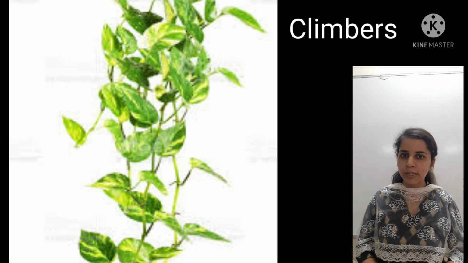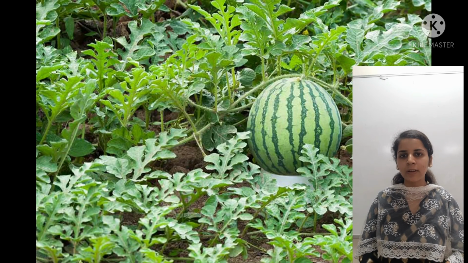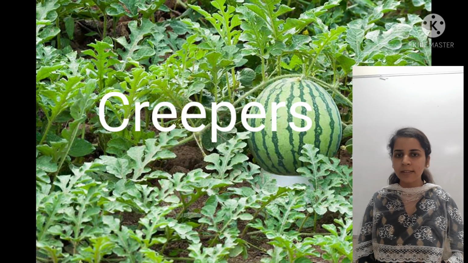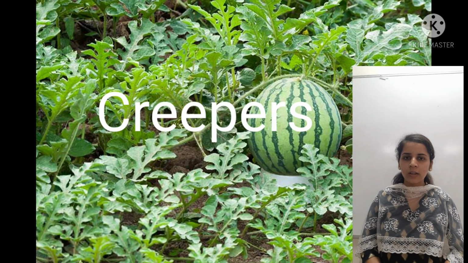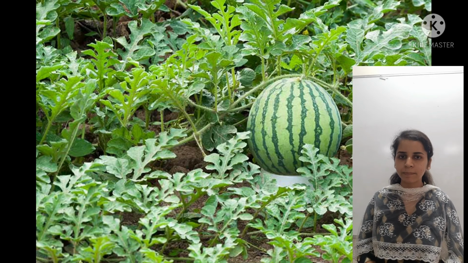They require a support to grow, right? So students, the plants that require a support to grow, they are called climbers, like money plant. And the plants that grow along the ground, they are called creepers. An example is watermelon. Now students, let's talk about functions of the stem.